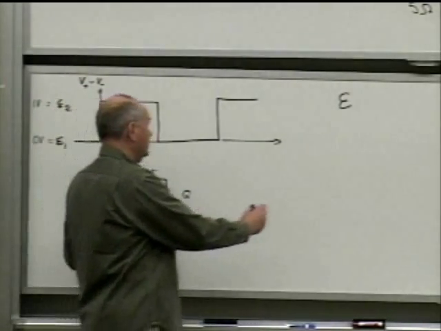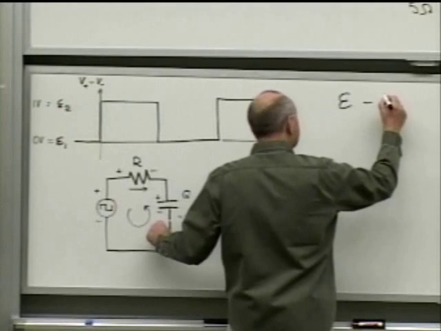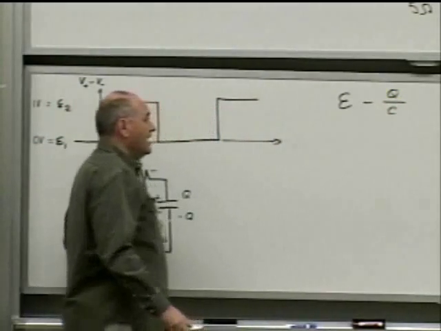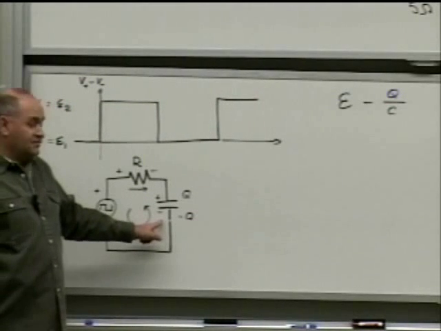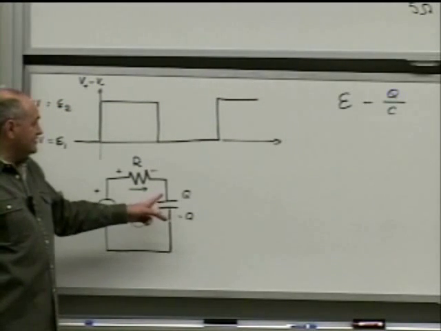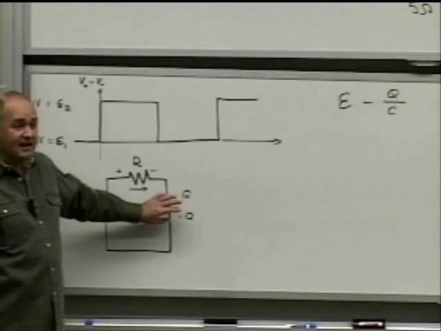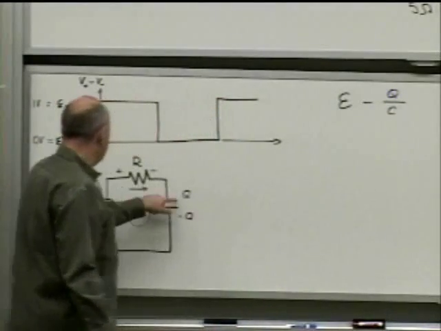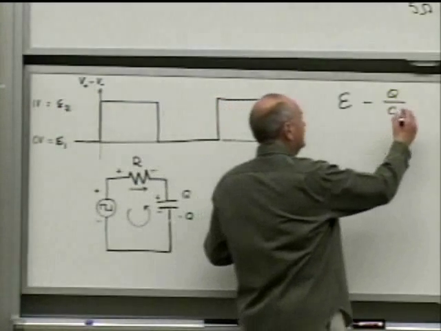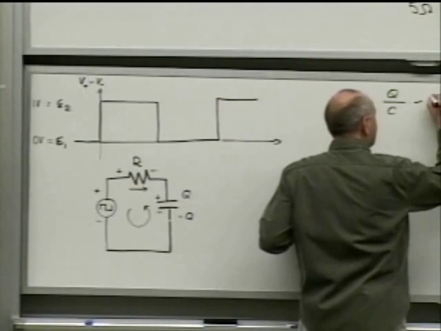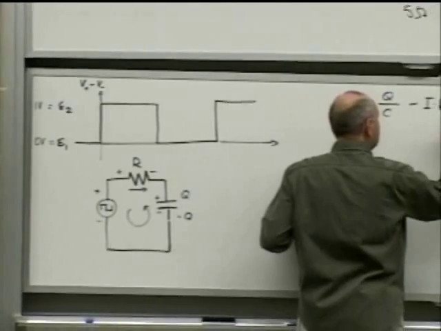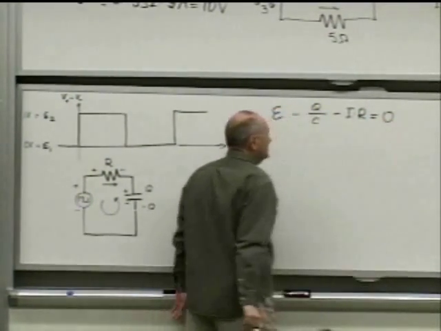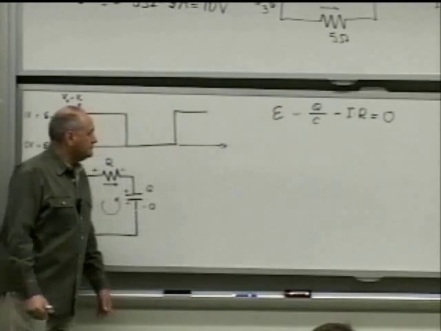So the next term is going to be minus Q over C, because this is how the potential difference is related to the charge on the capacitor. Note that this is the potential difference across the capacitor. And the last term will be minus current multiplied by resistance. I have completed the loop. This should add up to 0.